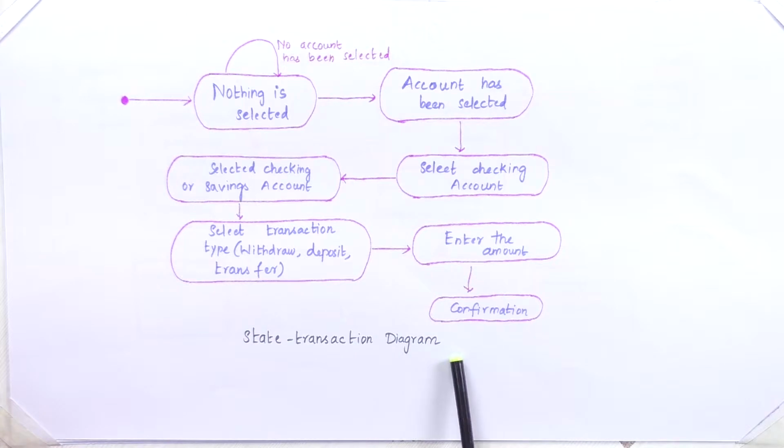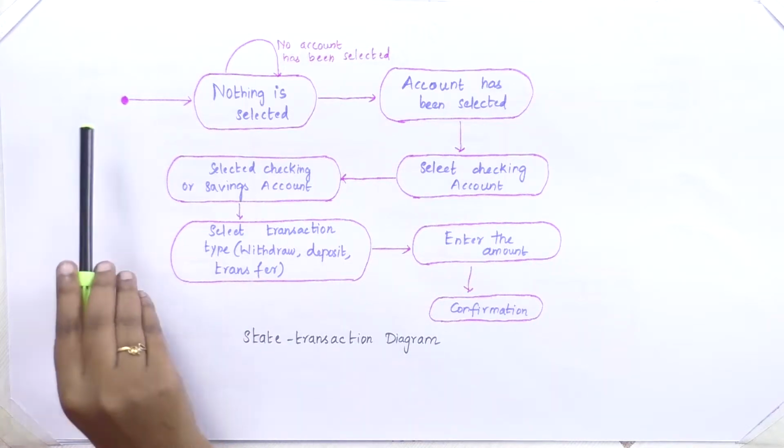The next model used in the Rumbaugh et al. methodology is the dynamic model. In the dynamic model, you will have a state transition diagram. The state transition diagram shows the states in your system and how the transitions take place between these states, how the system moves from one state to another state. Usually a state takes one event as input, and based on the event, this state moves to another state. This movement from one state to another is called a transition. This is the state transition diagram.